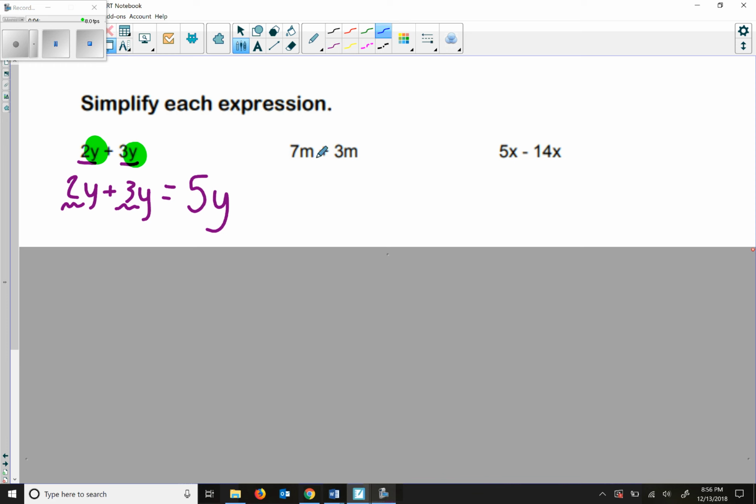If we take a look at the second example, same thing. We have two m's, 7m and 3m. As long as they're the exact same, we can add those two together. When I add them together, that gives me 10m.